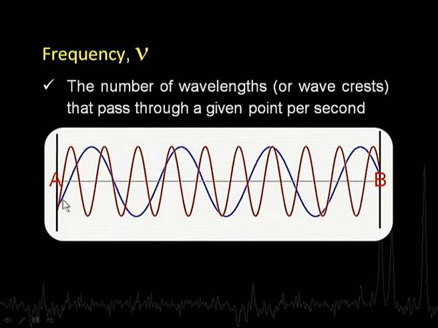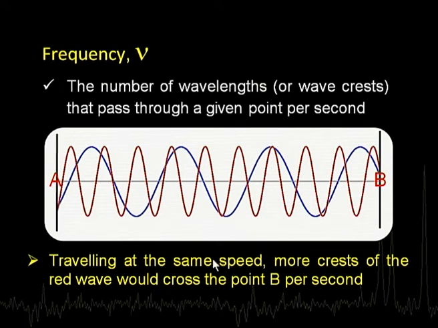Now, suppose I am again showing you two waves here, the red one and the blue one, and suppose I am looking at this point of reference. If the two waves are propagating at the same speed, that means they will travel their distance from A to B in the same amount of time. If I look from this point of view, I will find that the red wave passes through this point B more often than the blue one. That means this red wave has got higher frequency as compared to the blue wave.